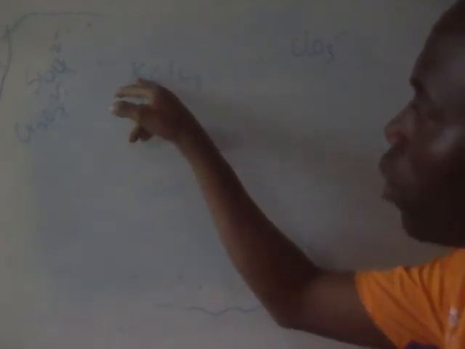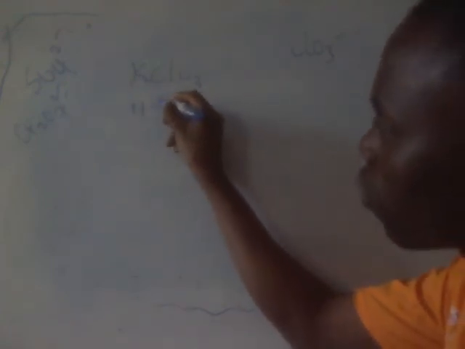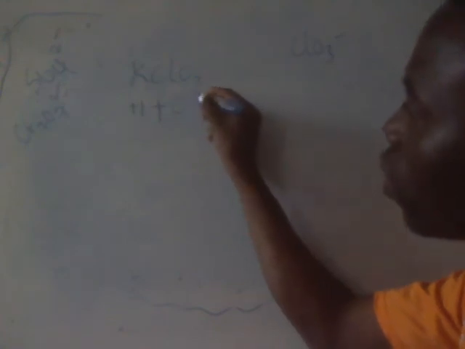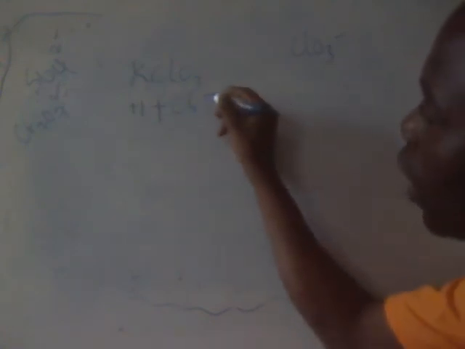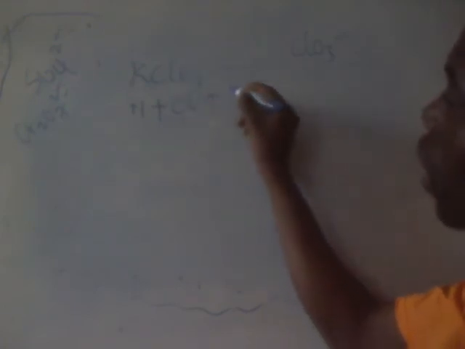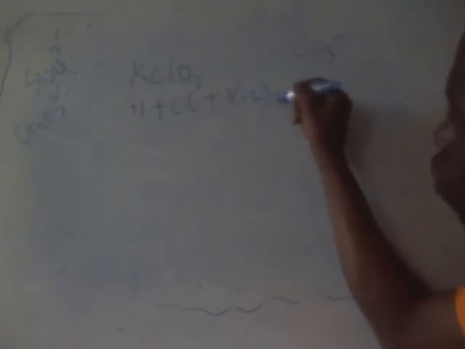So the oxidation number of potassium is +1, plus chlorine, whose oxidation number we are looking for, Cl, unknown, plus 3 atoms of oxygen, that means 3 brackets. The oxidation number of oxygen is -2, so all equals 0.